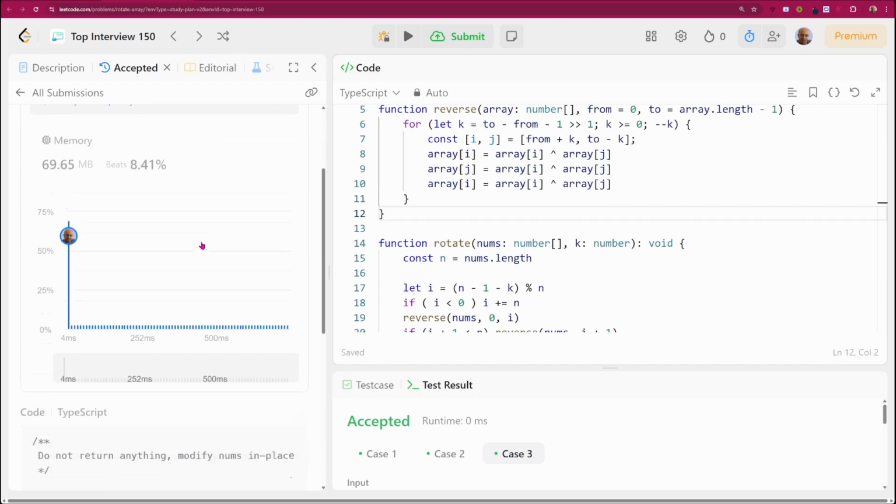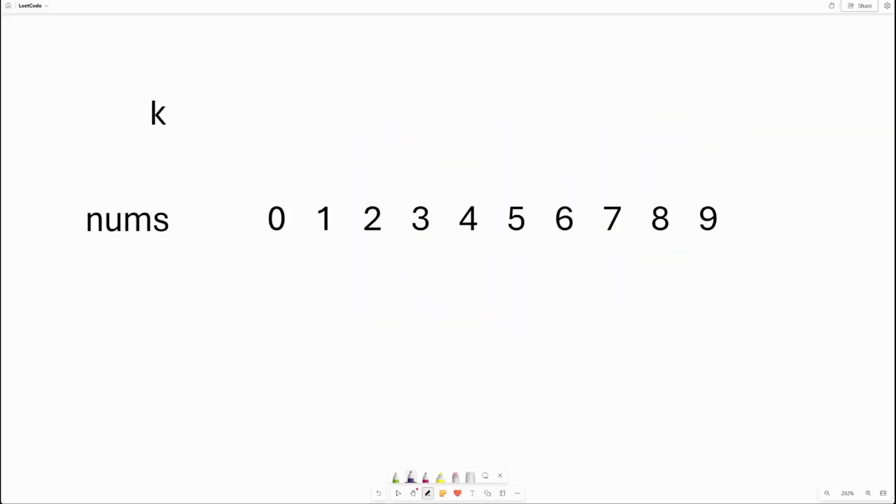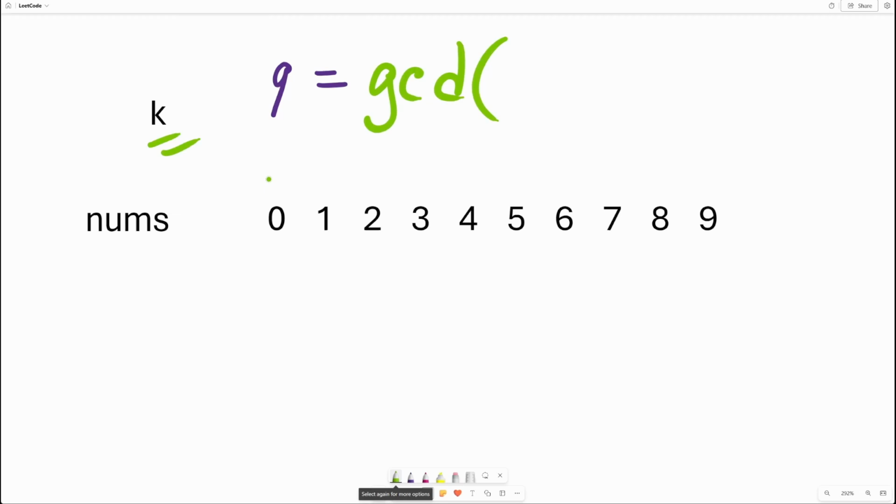Maybe we can improve memory, right? But this will be a completely different solution. For the second solution, I'm going to introduce a number q, which I'm going to define as the greatest common divisor of our number k and the total number of elements in the entire array n. So this number q, defined like this, will play an important role in our solution.